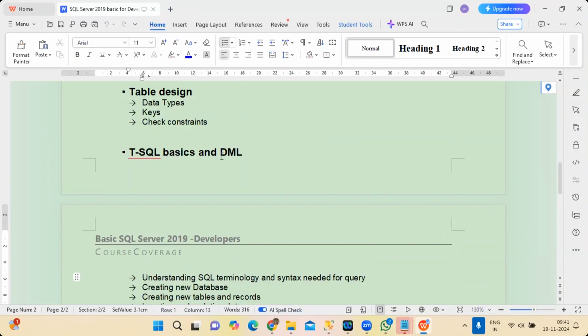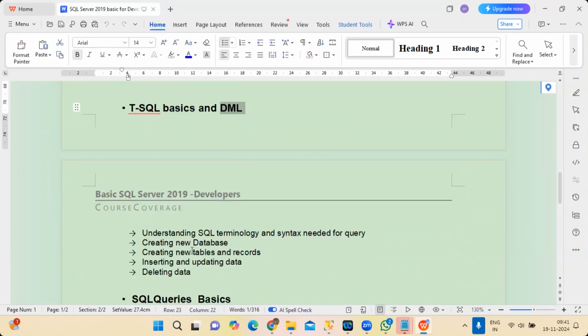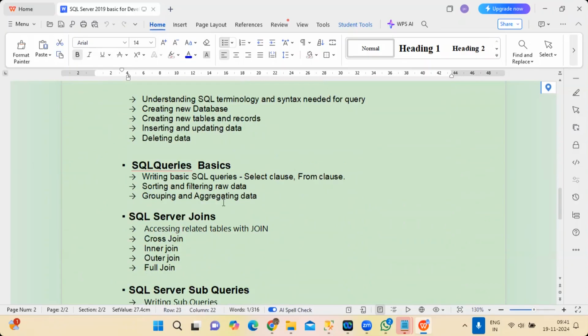So therefore, those 3 operations, insert, update, delete, is called DML, data manipulation language. So that also will be done. After you have inserted the data, the next step is to query. So we will be talking about how to retrieve the data.